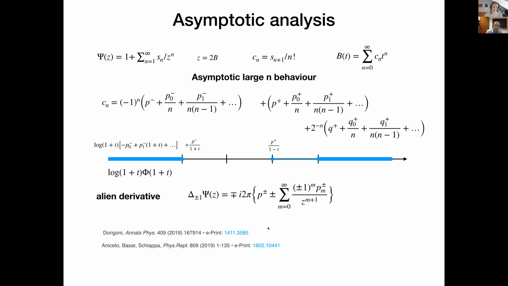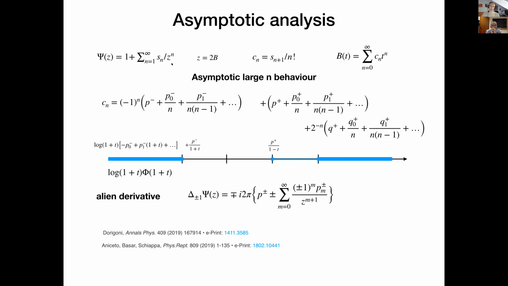So it has a theory, and this theory introduces this alien derivative. Let me just explain in terms of what I would like to use. Let's assume you have this function psi of a variable z. In our previous analysis, this is basically 2b. So I have this psi starting at 1 and with some expansion coefficients Sn divided by z^n.